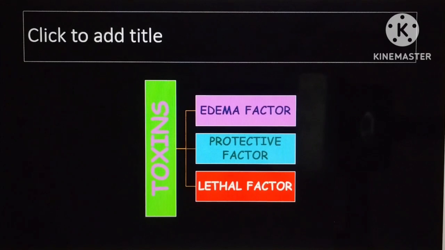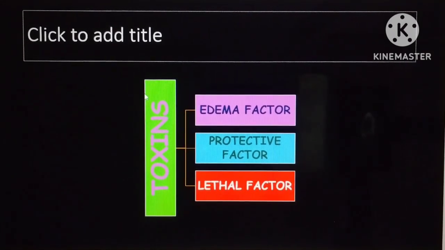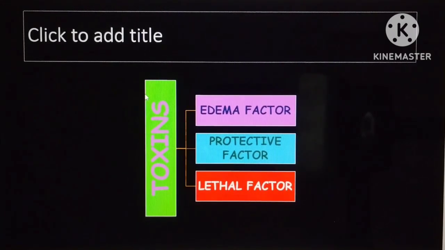Next, what are the toxins produced by Bacillus anthracis? You can remember EPL: edema factor, protective antigen, and lethal factor. All these toxins usually act by increasing cyclic AMP.